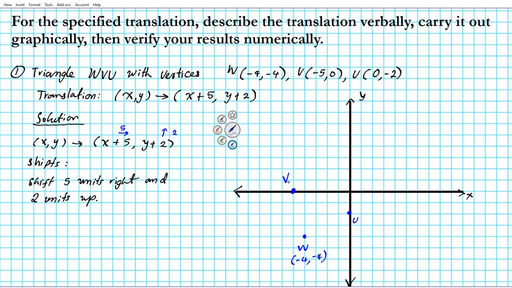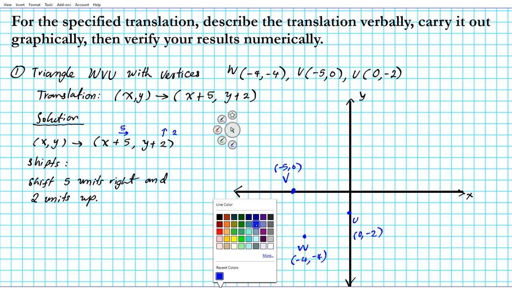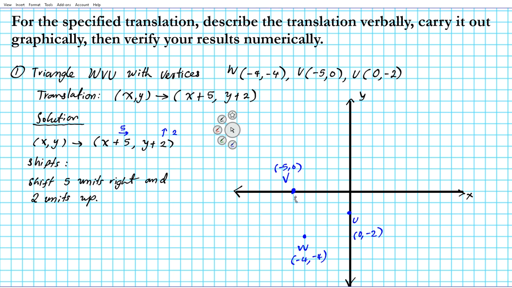V is -5, 0. And then U is 0, -2. Okay, so let's go ahead and connect the points to create our triangle. So this is triangle WVU coming up right here. All right, so let's go ahead and carry out the transformation.